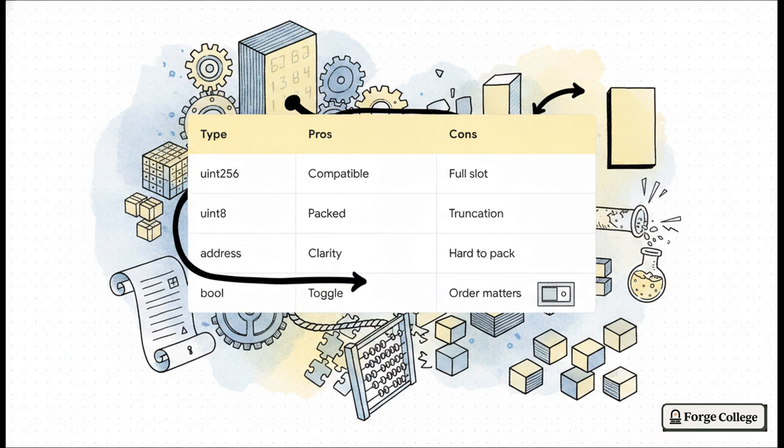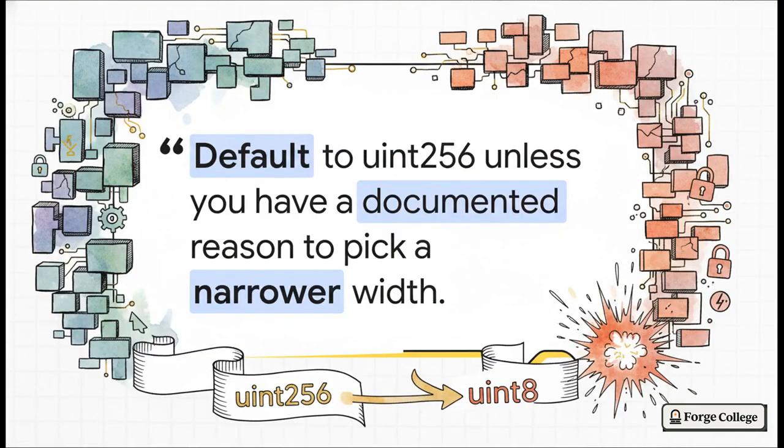Address gives you amazing semantic clarity and built-in helpers, but its awkward 20-byte size can make packing tricky sometimes. And a bool is perfectly clear for toggles, but again, you really have to order it carefully to actually get those packing benefits. Because of all those complex trade-offs, I really want to leave you with this.